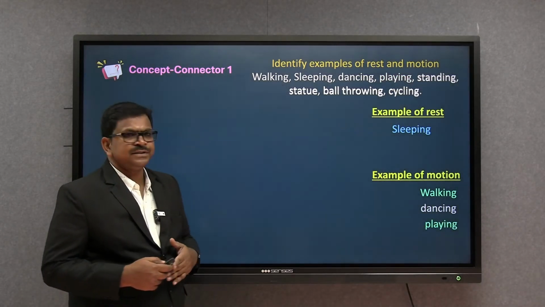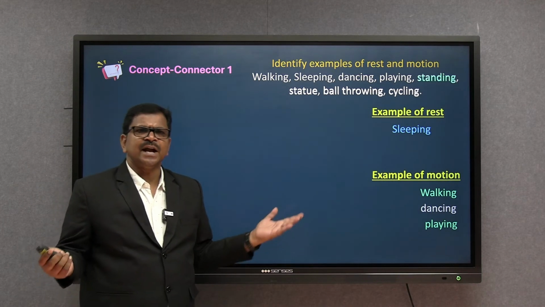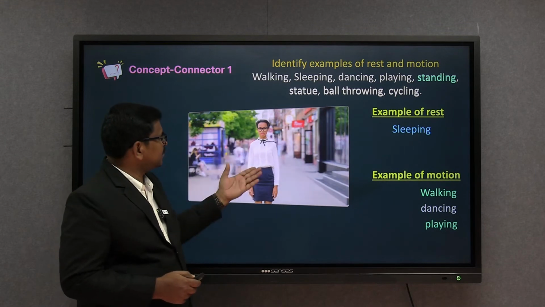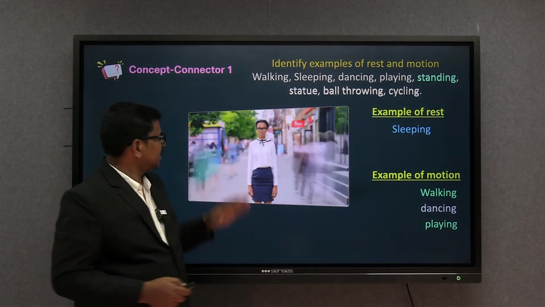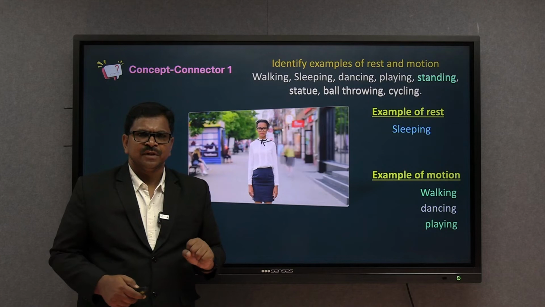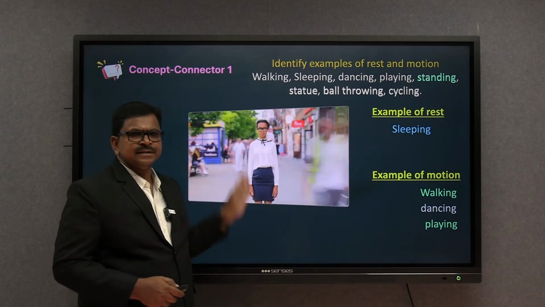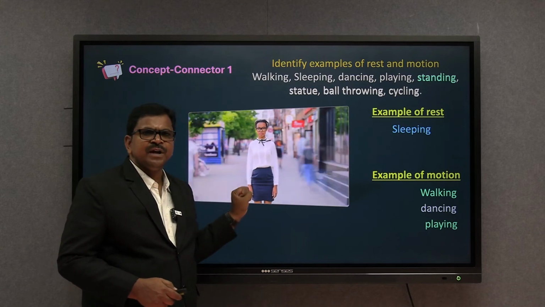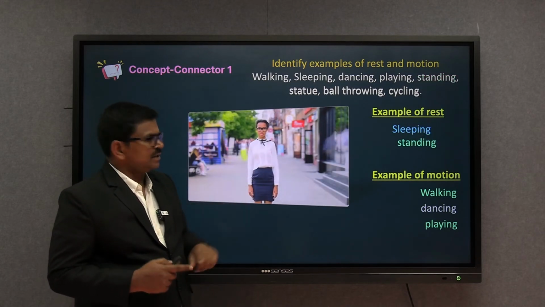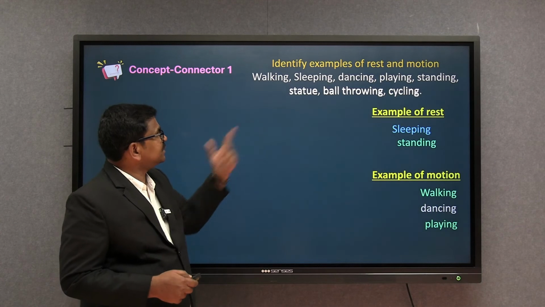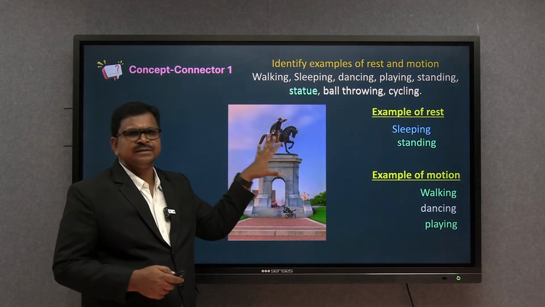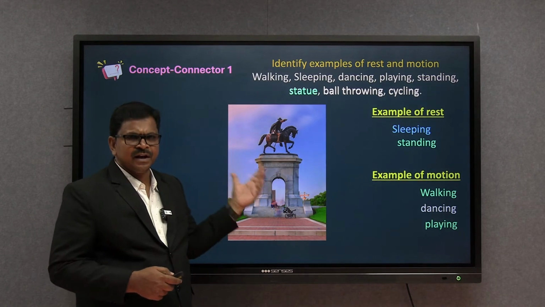Next activity is standing. Standing, the title itself indicates it is a constant position. You can observe here, this character is standing but all the rest are moving. Now this position is the same position, never changes, that is why she is said to be at rest. So it will come under rest. The next situation is statue. Statue, you all know, is always constant, the same position, like any landmark.